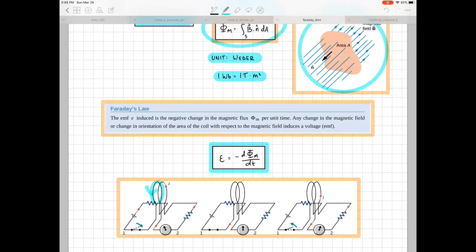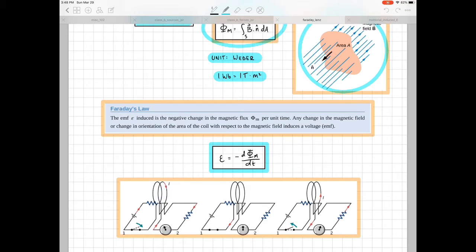So before I closed the switch, there was no magnetic field produced by the loop on the left because there was no current in that loop. Once I close the switch, now all of a sudden there is a current, and so there will be a magnetic field pointing this way.